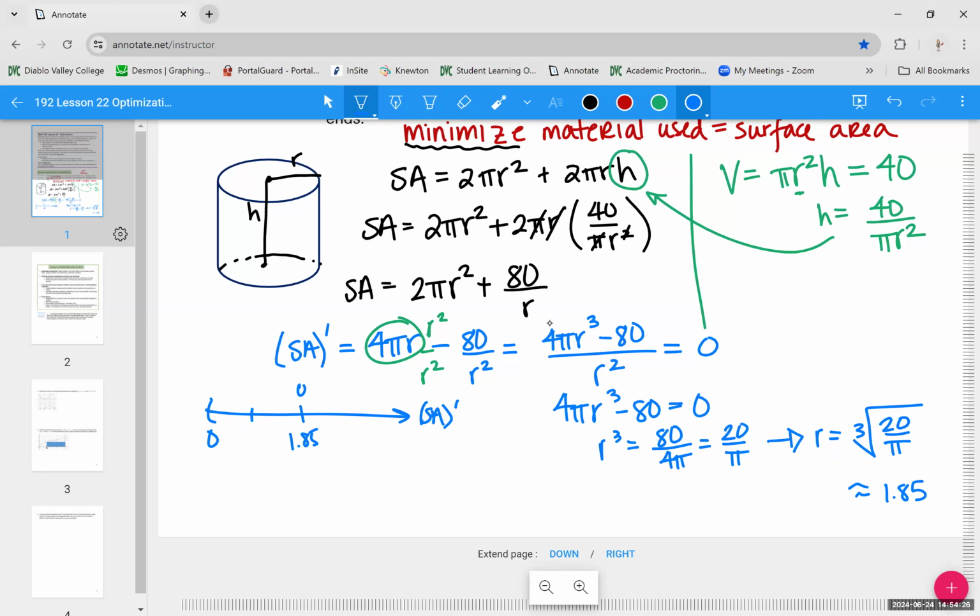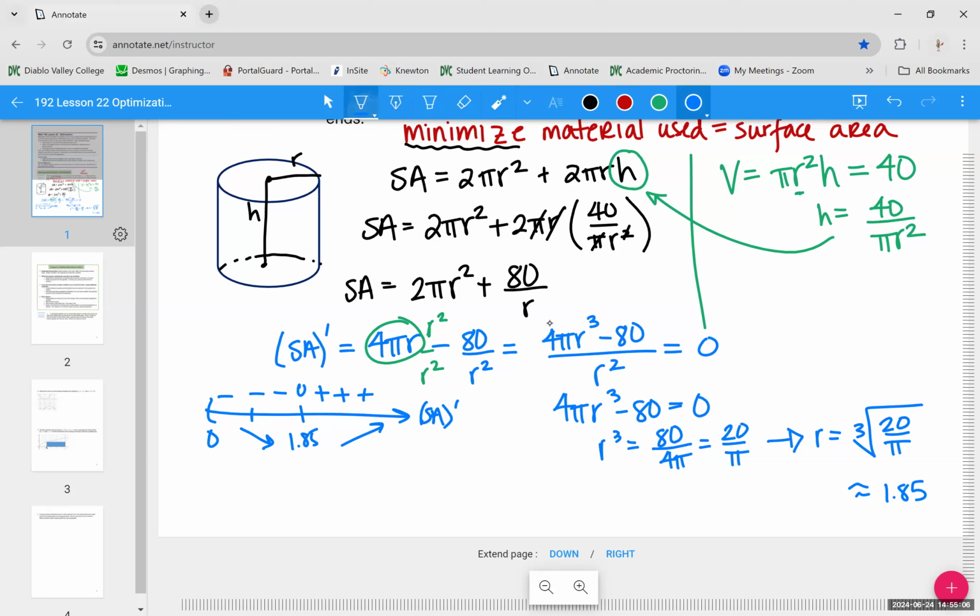And if I plug in something less than that into, obviously this will be positive, so probably just into this numerator, something like 1, and 4 pi minus 80, well, that is definitely negative. And if I plug in something bigger like 10, I have 4 pi times 1,000 minus 80, so that's definitely positive. So this surface area function is in fact decreasing until it hits this r equals 1.85, and then it's increasing, which makes the radius of 1.85 inches a minimum.